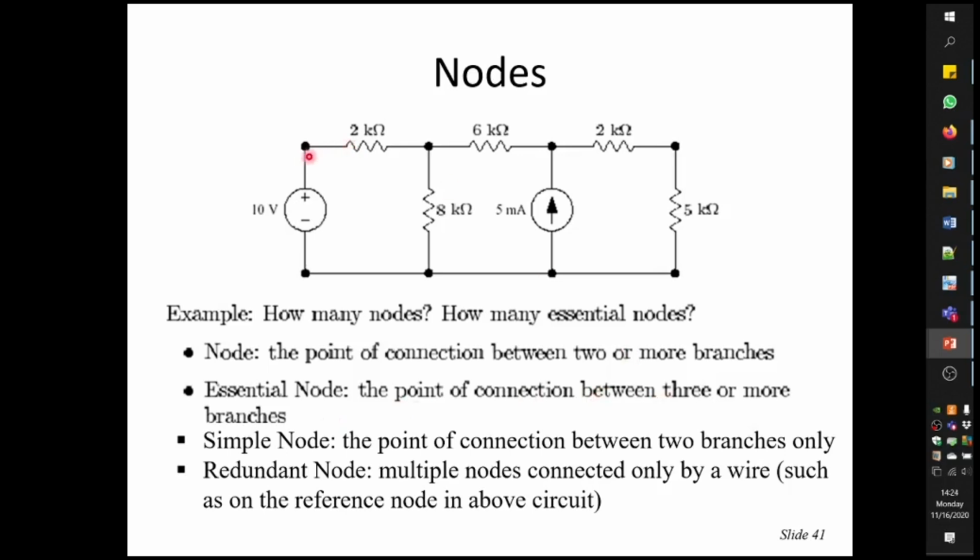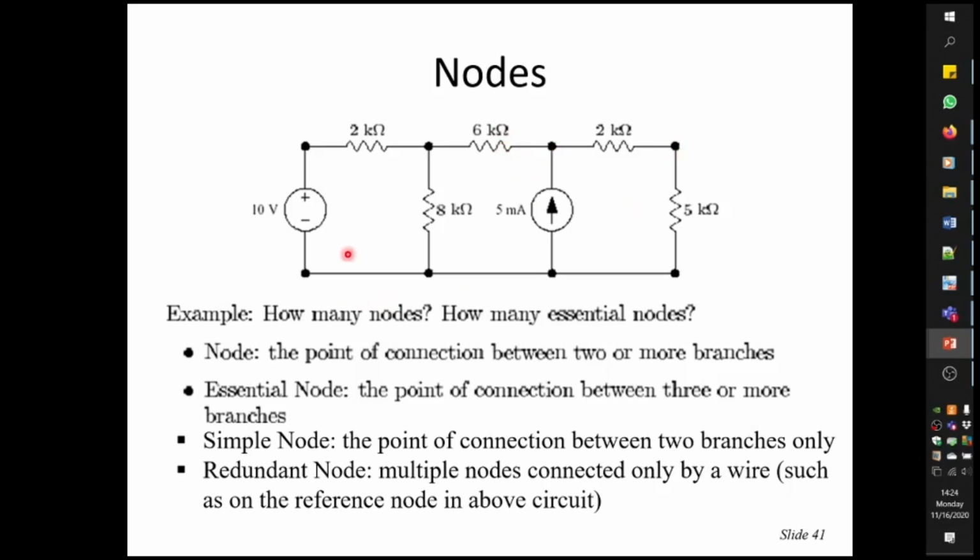For instance, at this node you have just 2 branches, so this is a simple node. But this node is an essential node because 3 branches connect at this node: 2 kilo ohm, 8 kilo ohm, 6 kilo ohm, all of them connect here. Similarly, this node is an essential node because 3 branches connect here. But this node here is again a simple node.